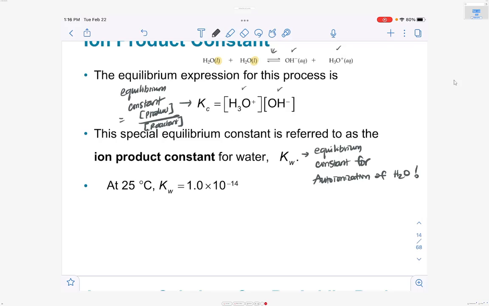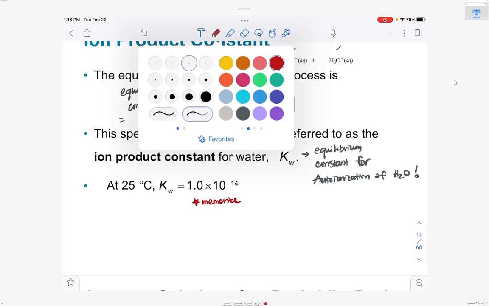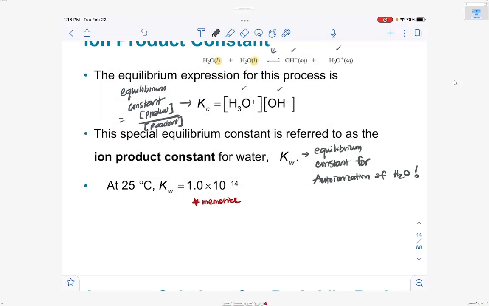At 25 degrees Celsius, the Kw is experimentally found to be 1 times 10 to the negative 14. This is a value that you need to memorize. What can you tell from this Kw value? Is it larger than 1 or smaller than 1? It is 10 to the negative 14, that means it is extremely small. It is way smaller than 1.